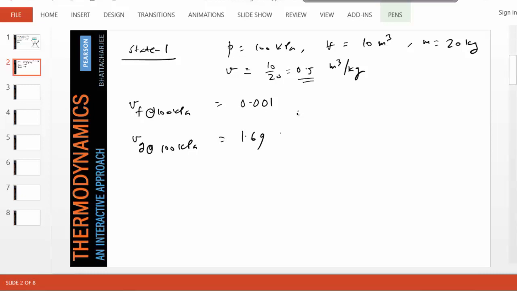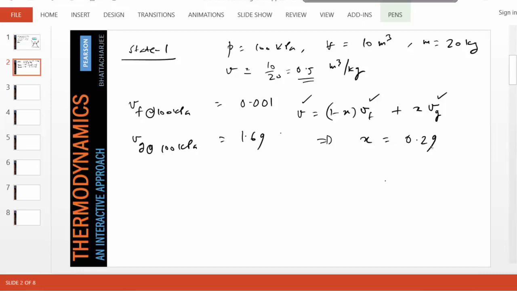Therefore V, which is (1 minus x) times Vf plus x times Vg, is a weighted average of Vf and Vg. Now we know Vf, we know Vg, and we know V. Once we substitute, one equation, one unknown, and this produces the quality x to be 0.29.